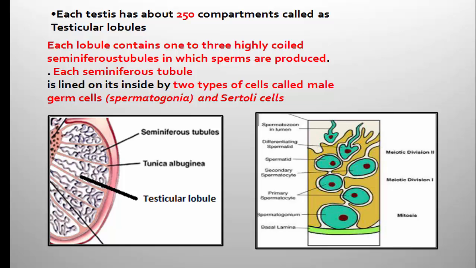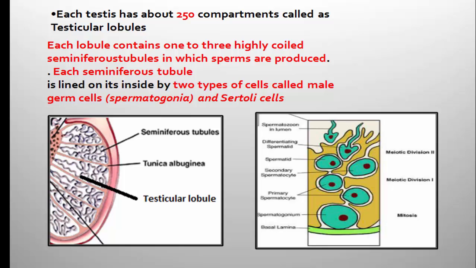Let us continue the details of the male reproductive system. Each testis has about 250 compartments called testicular lobules. Here in this image you can see the transverse section of the testis, where the individual lobules of the testis represent testicular lobules. What is the number of testicular lobules? They are 250 in number.